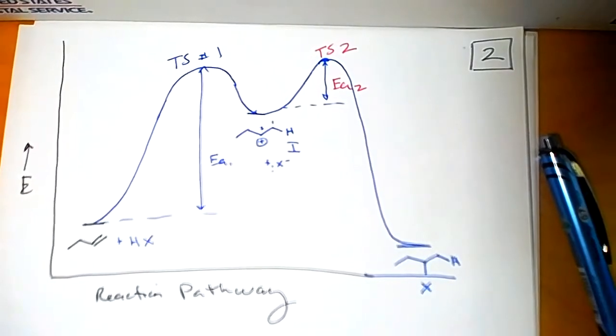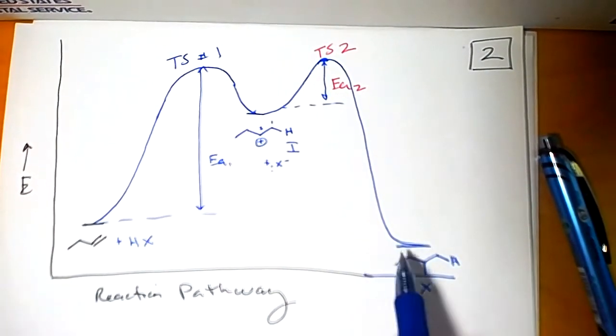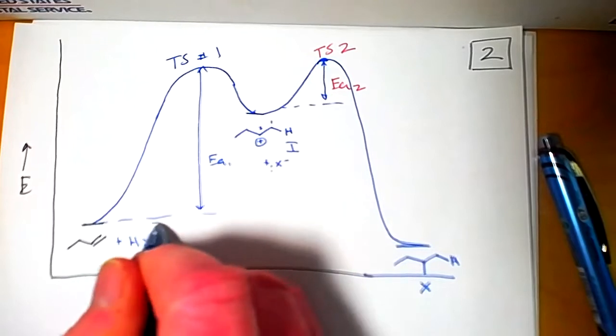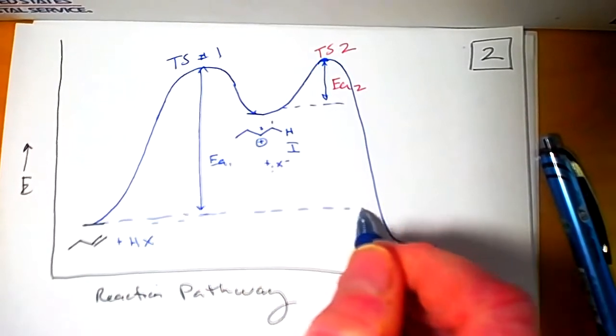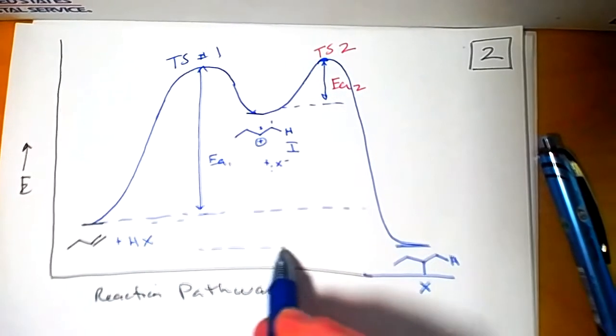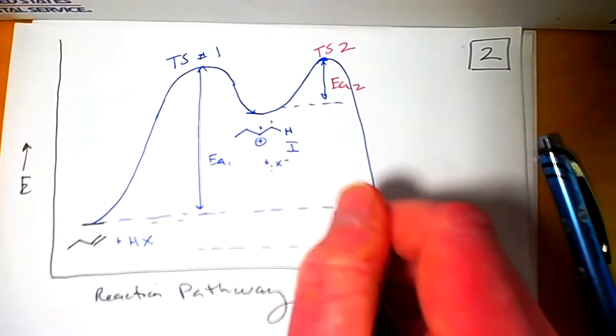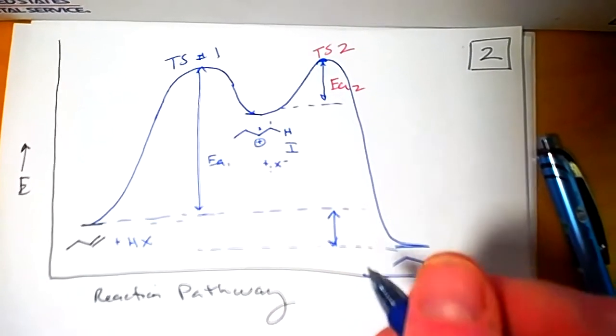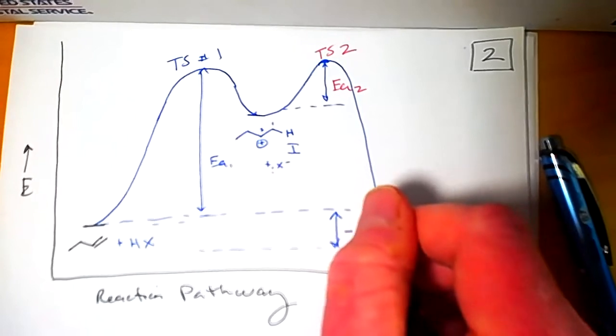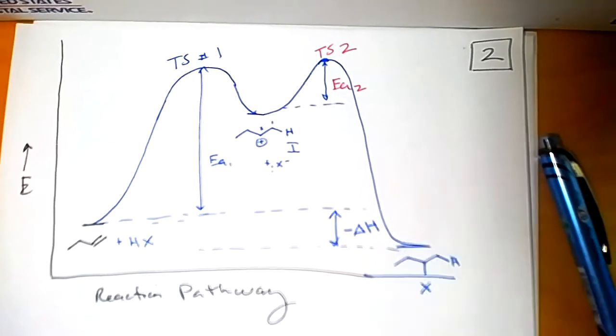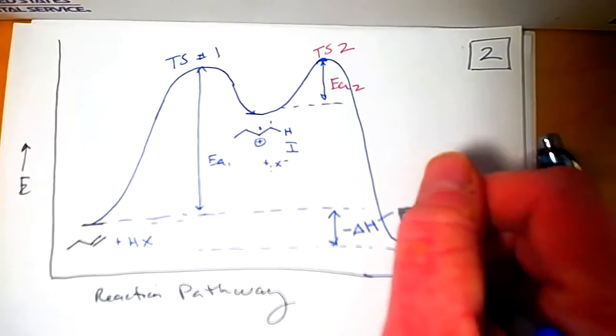Now, you'll notice that I drew this a little bit lower in energy than what we started with, and that's generally the case with these, since you are now forming sigma bonds in the place of pi bonds, those are generally exothermic processes. In other words, they release energy.